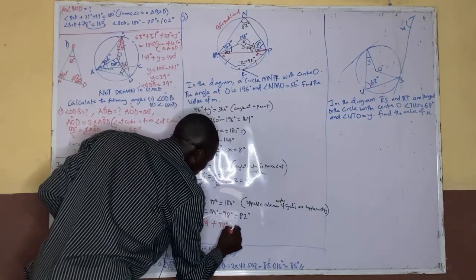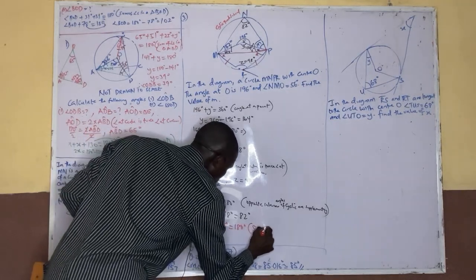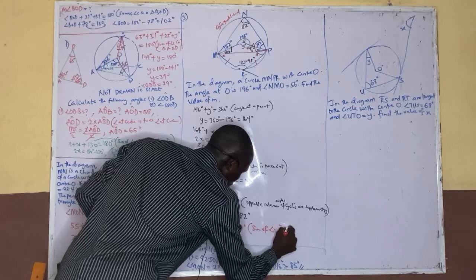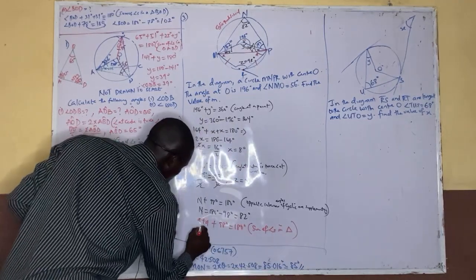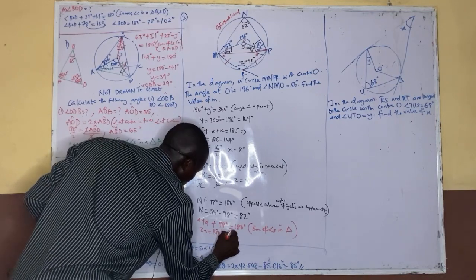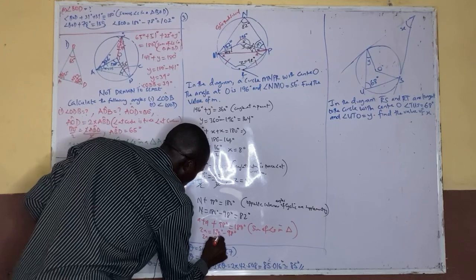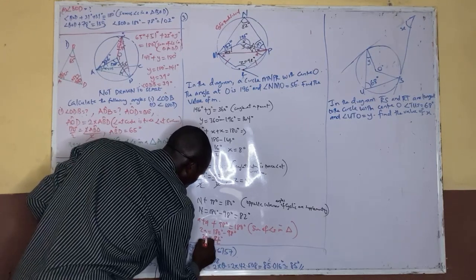98 degrees equals 180 degrees. Sum of angles in an isosceles triangle, sum of angles in a triangle as well. So you have 2a equal to 180 degrees minus 98 degrees. So we have 2a equal to 82 degrees. So divide both sides by 2.